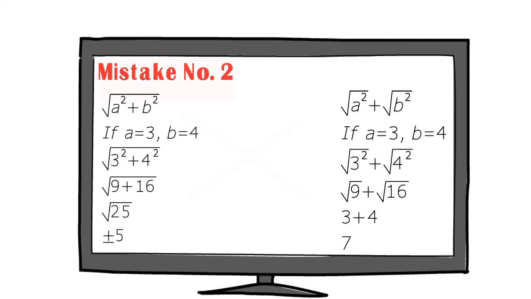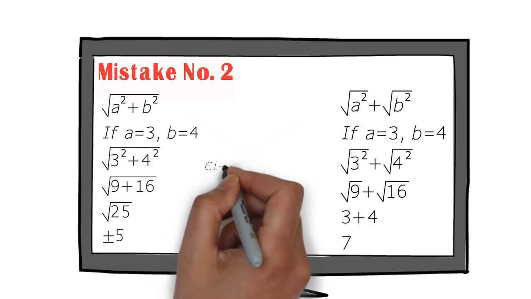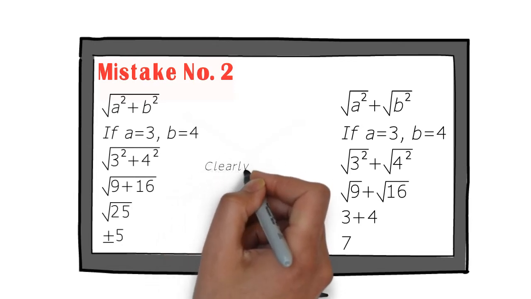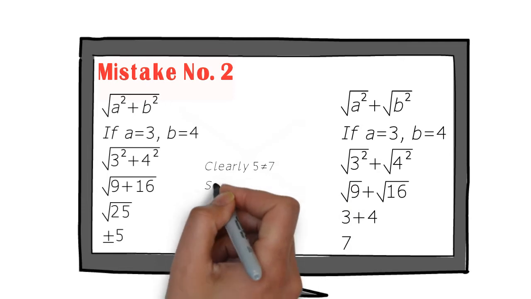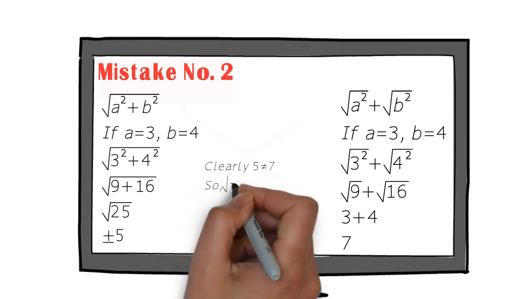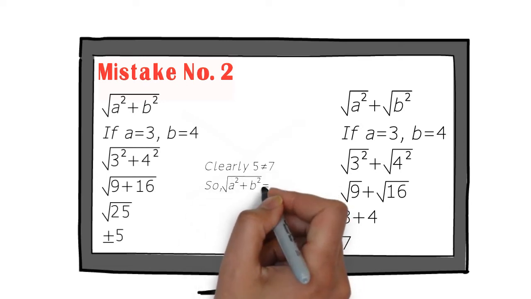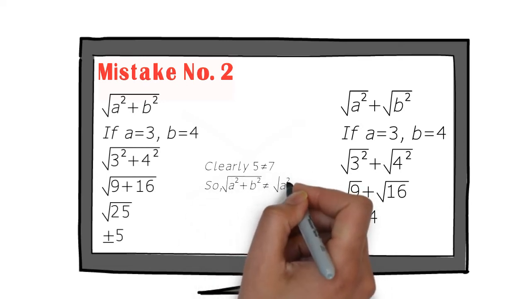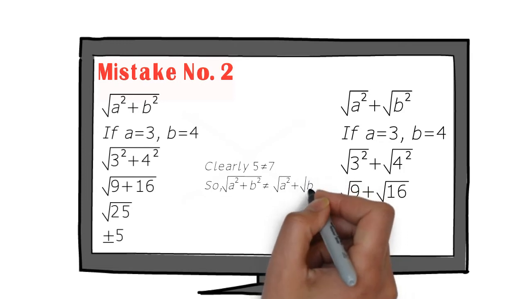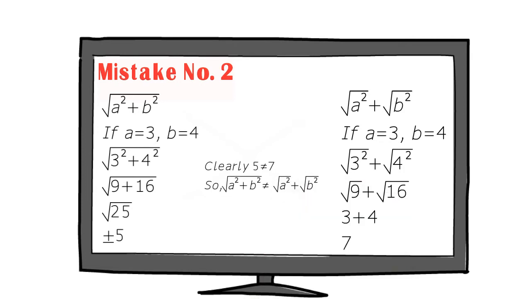Definitely, 5 and 7 are two different results. So in a way, this expression overestimates the actual expression. So clearly 5 is not equal to 7. So there is no way root of a squared plus b squared is root a squared plus root b squared. So this is one mistake students need to watch out for.